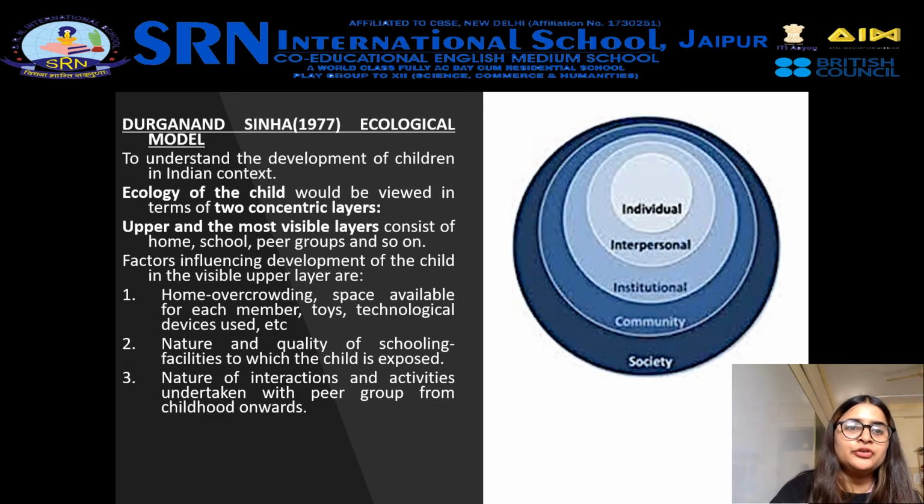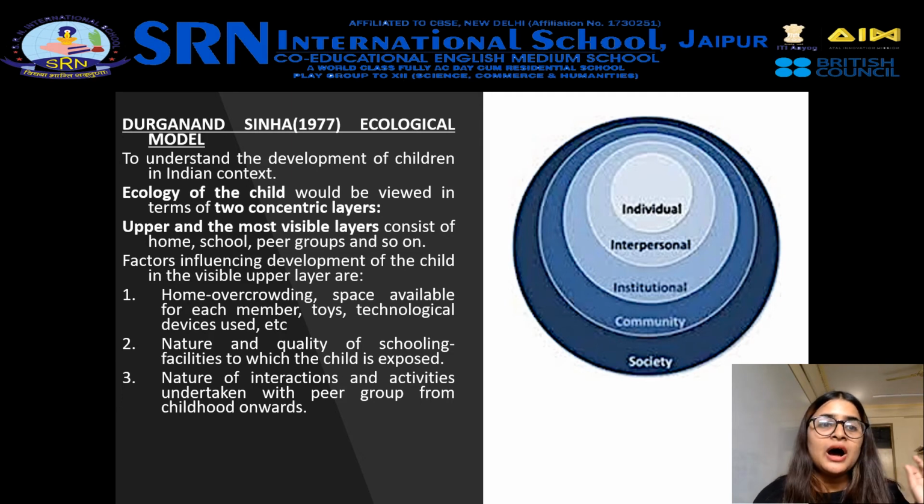Now we have Durganand Sinha, and he gave an ecological model in 1977. Why did he develop this model? He developed this model to understand the development of children in the Indian context. That means that he basically focused on the development of Indian children and how they are developing in the Indian context. So, the ecology of the child would be viewed in terms of two concentric layers. Alright, so he's saying that there are two concentric layers through which we can understand the ecology of the child.